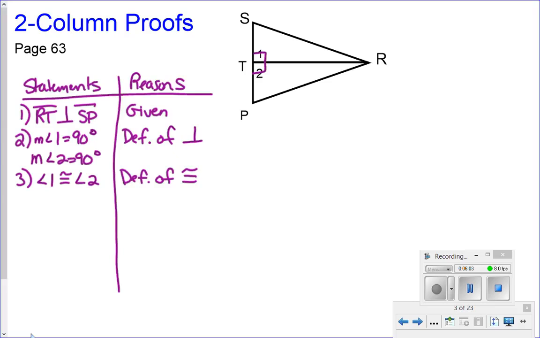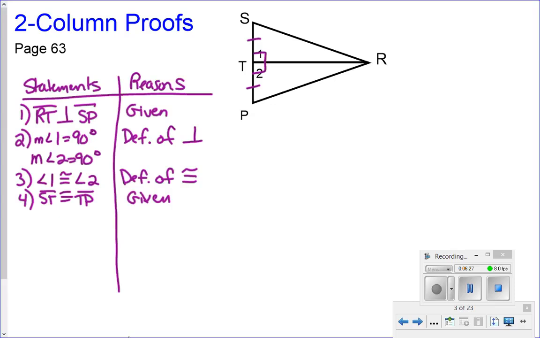All right. Next, I think we were given another piece of information. We were given that segment ST is congruent to segment TP. And our reason for saying that is, again, it was given to us. So I'm going to mark that in the diagram. ST and TP are congruent.